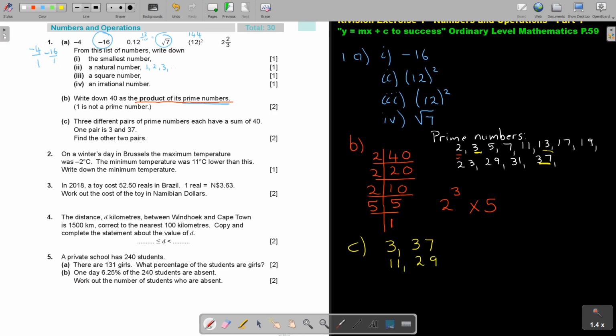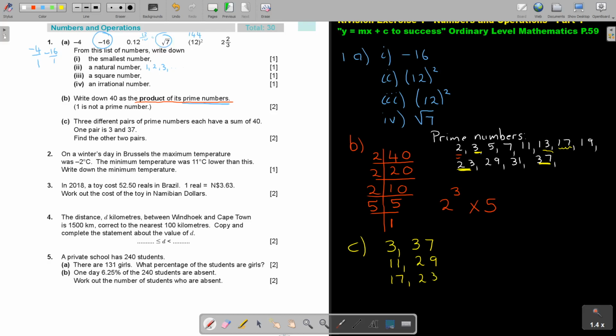Okay, there's the next one. And then every time just say 40 minus 13, that's 27. It will not work. But let's try this one. 40 minus 17, it's 23. That's excellent.